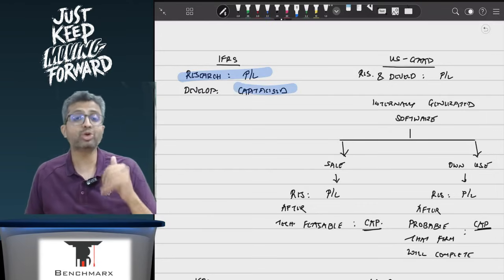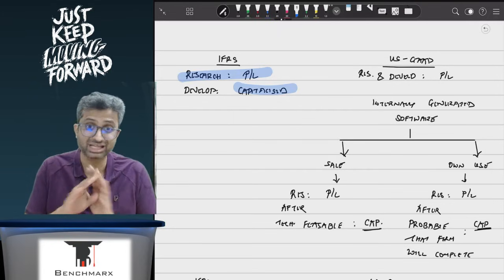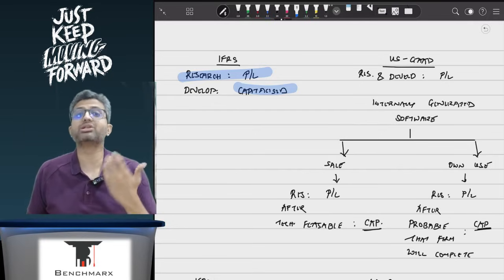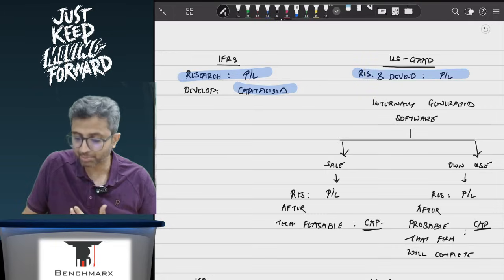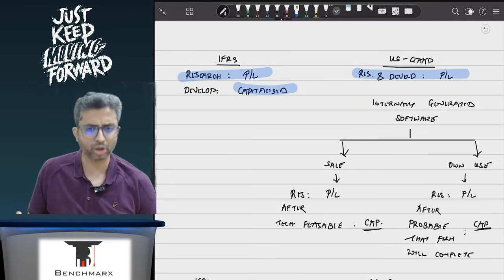On the other hand, US GAAP says in general research cost as well as development cost has to be taken to the profit and loss account. They just give one exception over here, that is software which is developed. So R&D, both of them will go into the P&L account. If I'm a pharma company, etc., I will take them into the profit and loss account.